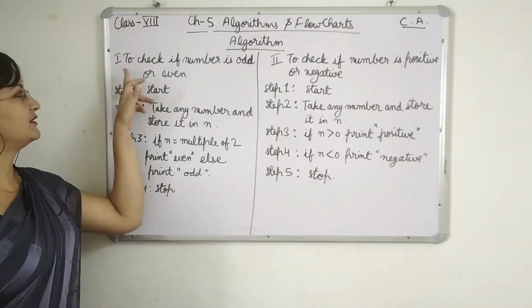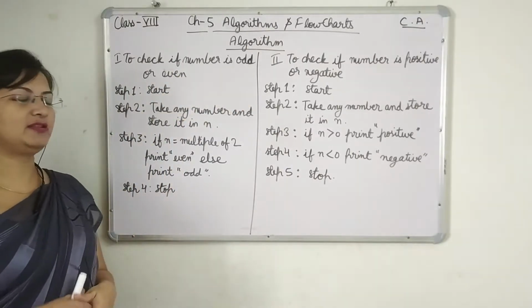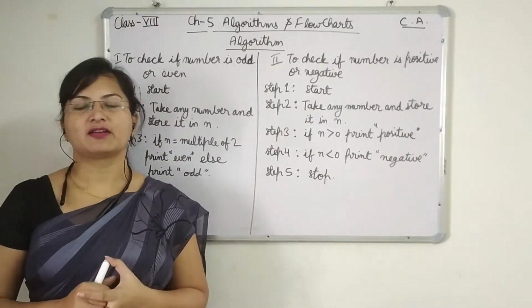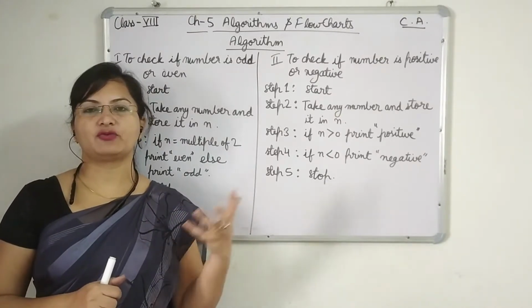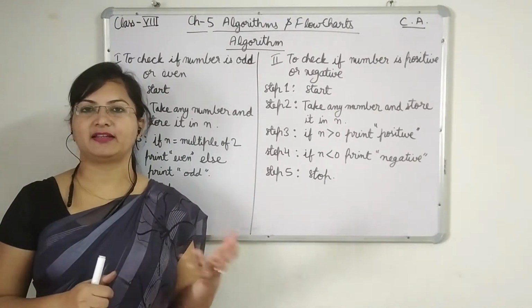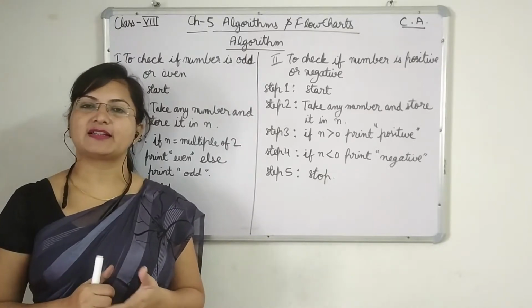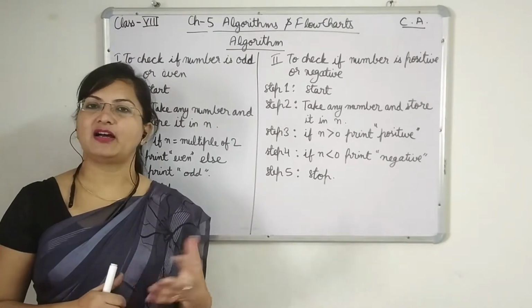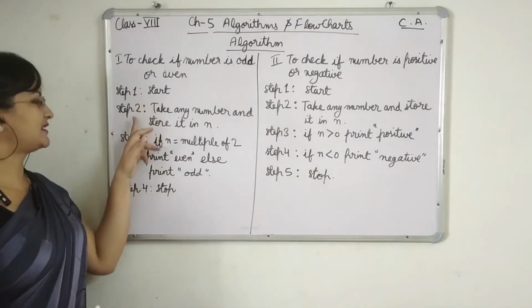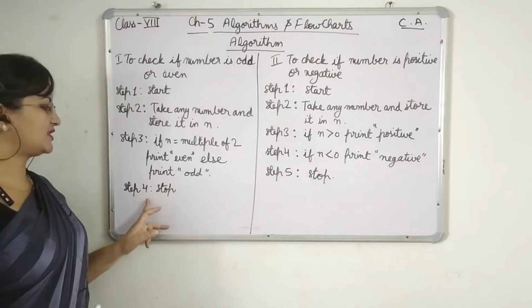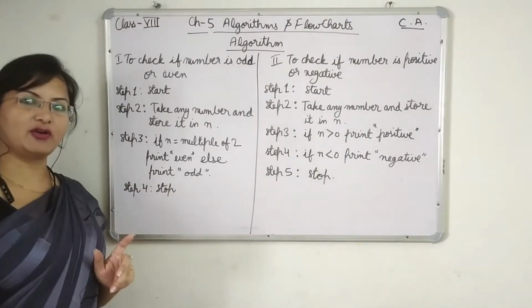So students, to check if number is odd or even, you know very well odd numbers and even numbers. If the digits are having 0, 2, 4, 6 in the last, okay, at that time it is even number, otherwise it is an odd number. So students, here these are steps. You can see step 1, step 2, step 3, step 4. So this way only you have to write algorithm.